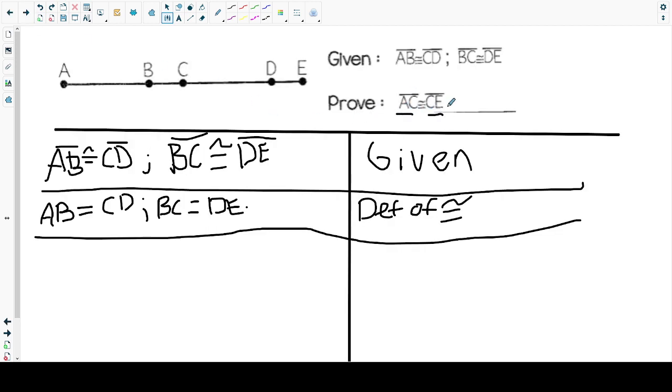That's the stuff I want to prove about. Well, AC isn't mentioned in this proof yet. Nowhere here have I mentioned AC. Same for CE. Nowhere in here have I mentioned CE. So I want to get them in play.